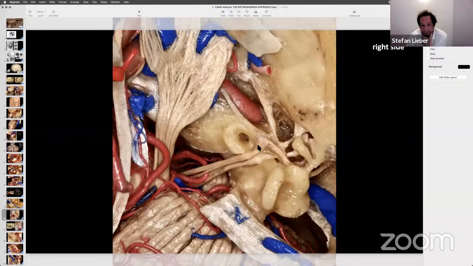giving off the GSPN in the genicular portion here, and posteriorly we have the superior and inferior branches of the vestibular cochlear nerve. This is the intermedius, which runs with the facial nerve, and inferior to this we have the cochlear nerve, which connects with the cochlea.